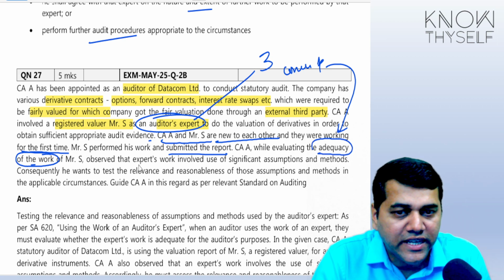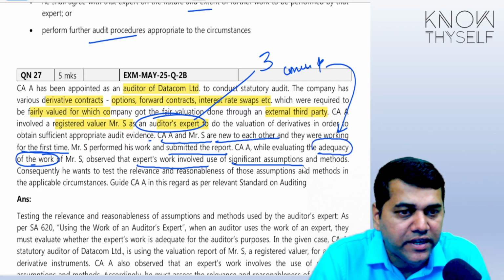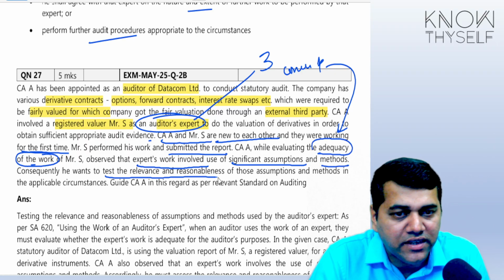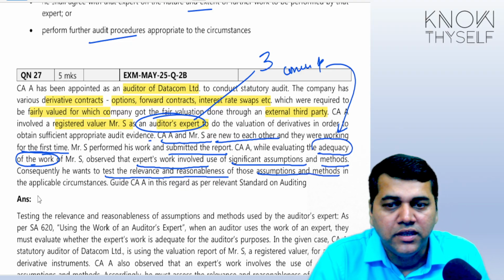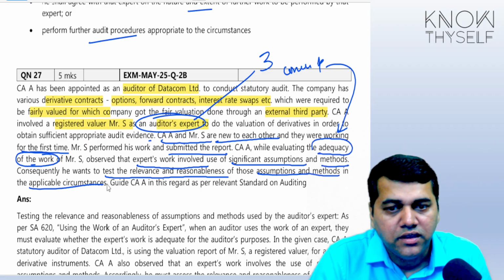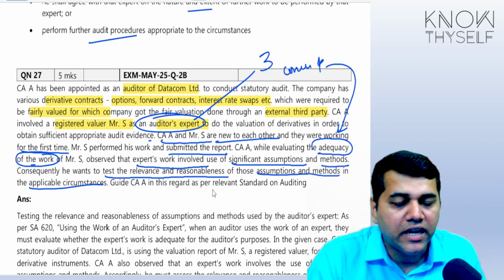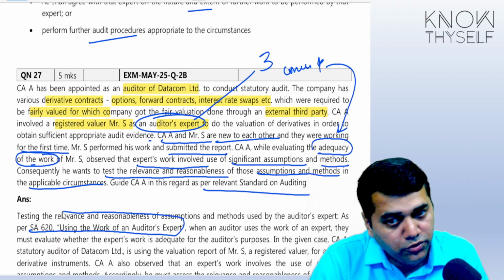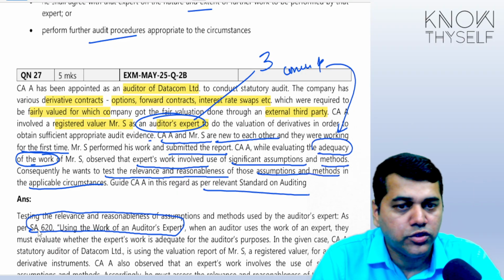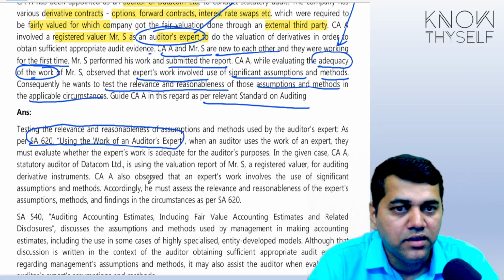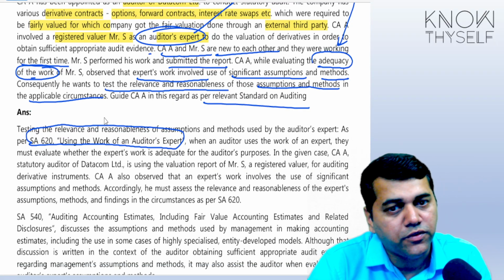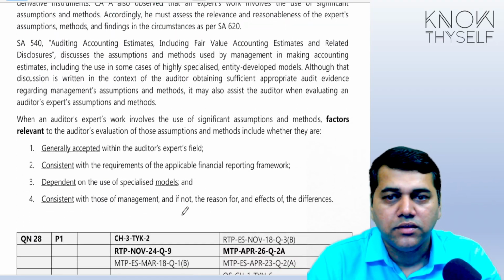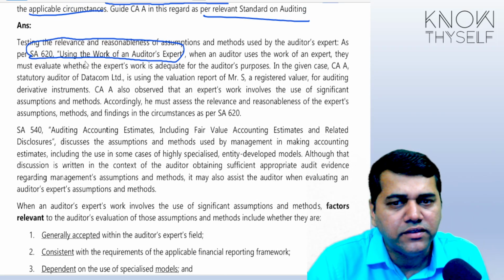So he observed that the expert's work involved use of significant assumptions and methods. Consequently, he wanted to test the relevance and reasonableness of those assumptions and methods in applicable circumstances. Guide CAA in this regard as per relevant standards on auditing. So first you are going to quote SA 600. This you have to quote in this question. So they are talking about requirement number 6, that what are the audit procedures you are going to perform to ensure that your work is adequate. So you are going to talk about that SA relevance. You can talk about relevance, reasonableness and all.